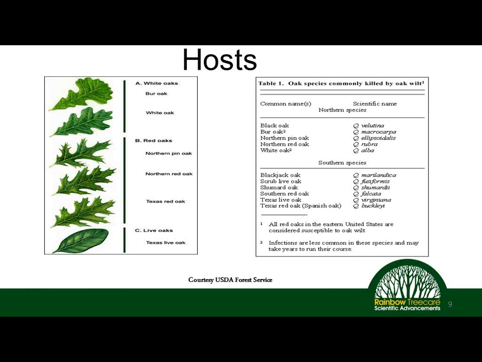I've included most of the common ones here that we run into through our work with arborist companies. And then down in Texas, specifically, the oak wilt fungus attacks the Texas live oak as well. And it's important that we recognize how oak wilt attacks and infects these different species of oaks, because it's important from the management perspective, the diagnosis perspective, and our overall strategy and how we're going to combat and prevent oak wilt.